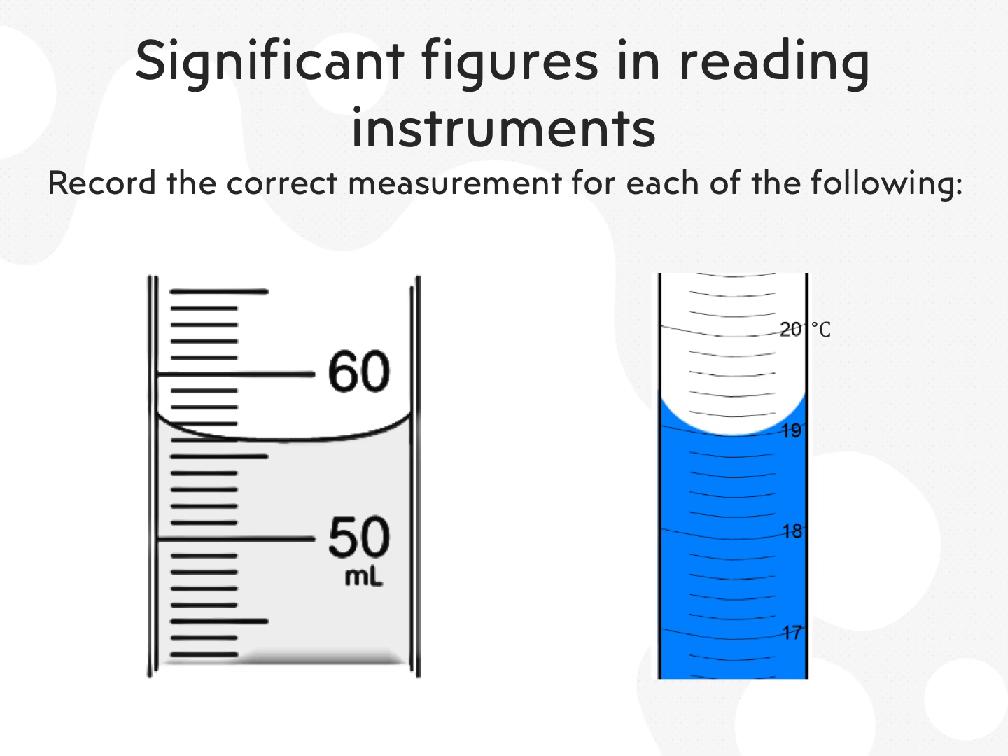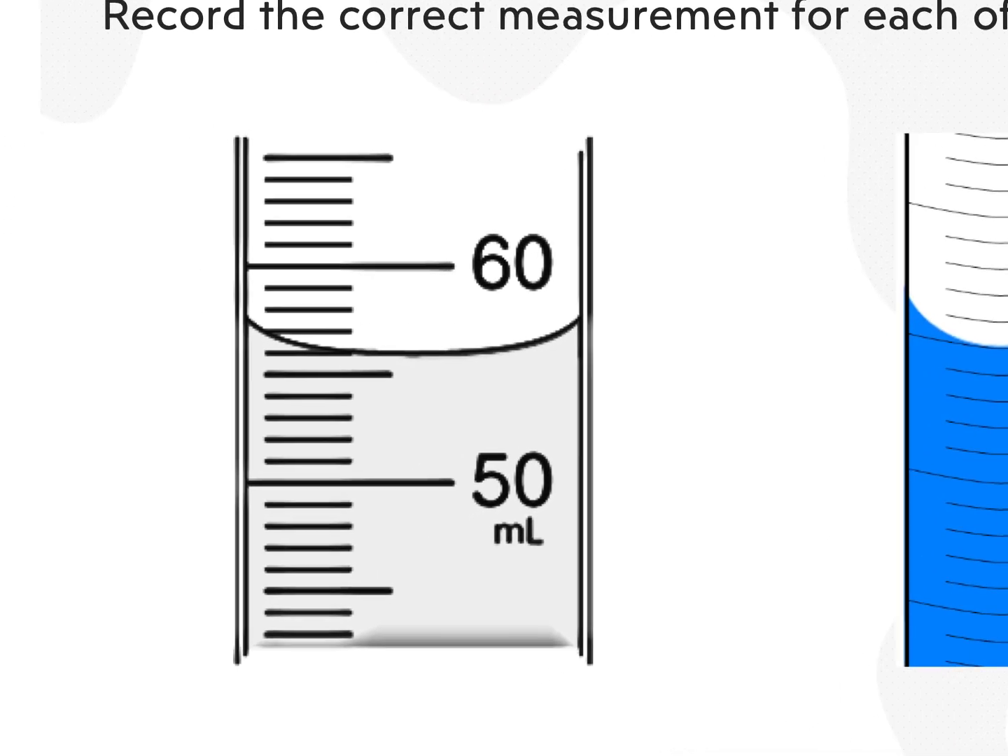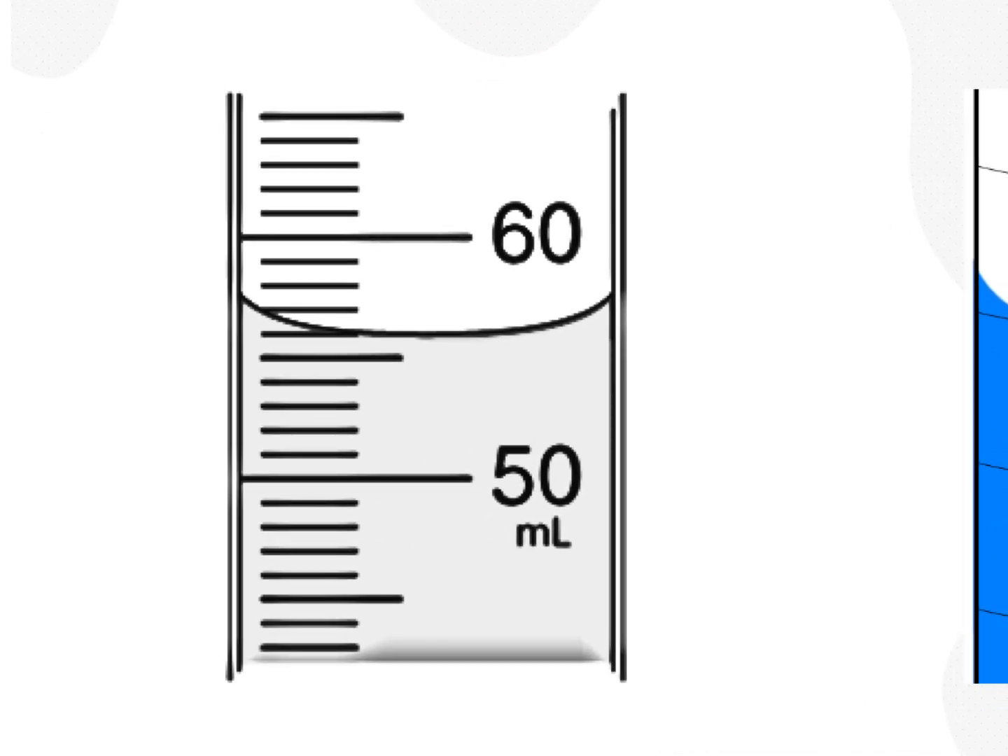Okay, so now I want you to try these on your own and see what you get. Pause your video now. I'm going to assume you paused and that you tried it on your own. And so now let's try it together. Let's start with this graduated cylinder here on the right, and then we'll go to the left.